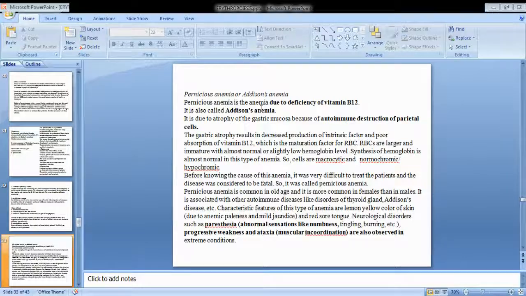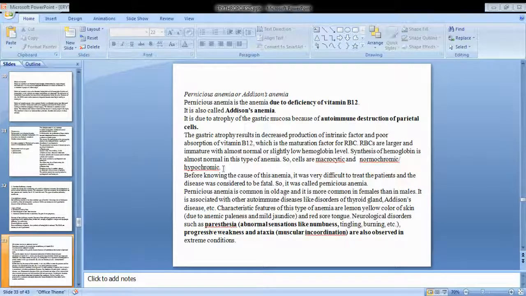Next is the pernicious anemia. Pernicious anemia is because of deficiency of vitamin B12. This is also called Addison's anemia. So here what happens is the autoimmune destruction of the parietal cells of the gastric mucosa. Parietal cells, as we all know, give rise to the intrinsic factor, the Castle factor. So when the Castle factor is absent, it will not facilitate the absorption of vitamin B12, cyanocobalamin, from the intestine. So this will lead to pernicious anemia.